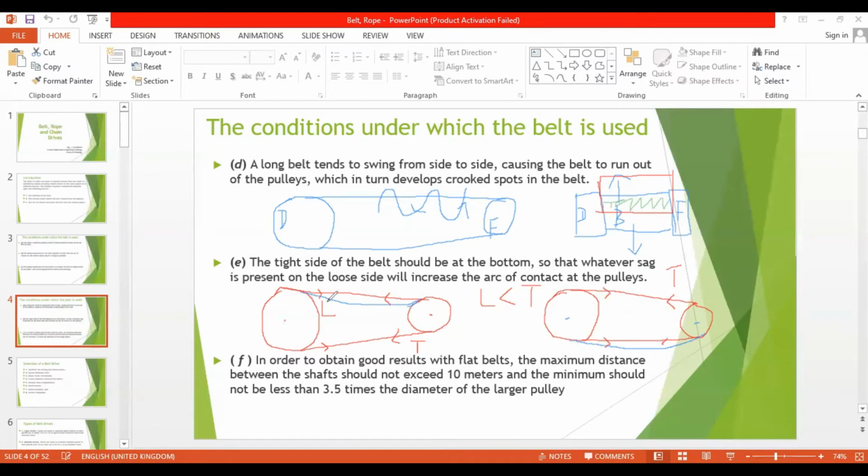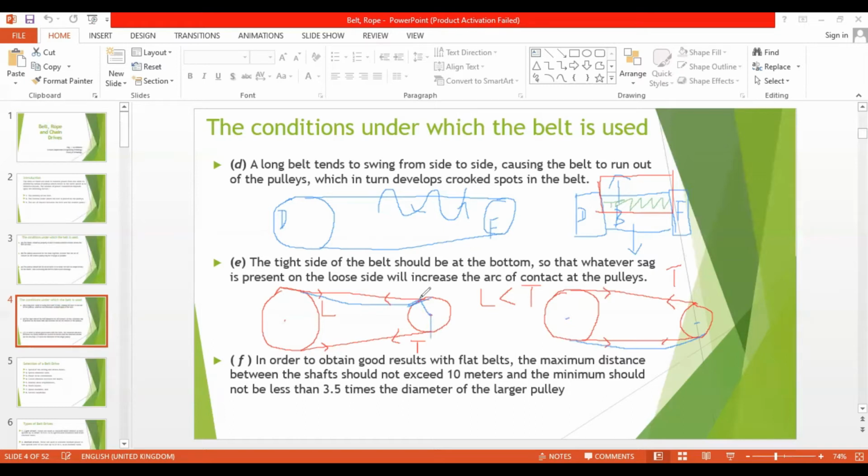So we'll compare what will happen in these two cases. Here, the arc of contact, when there is looseness on the top belt, is from here to here.